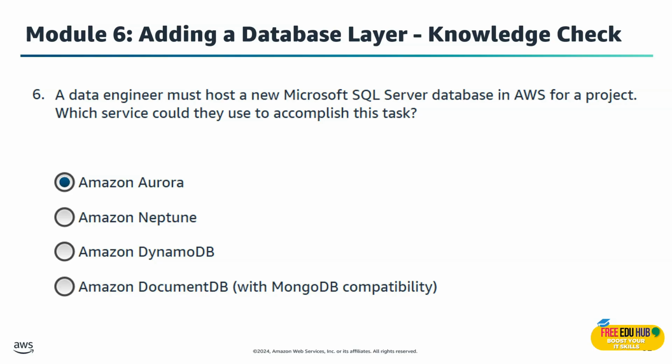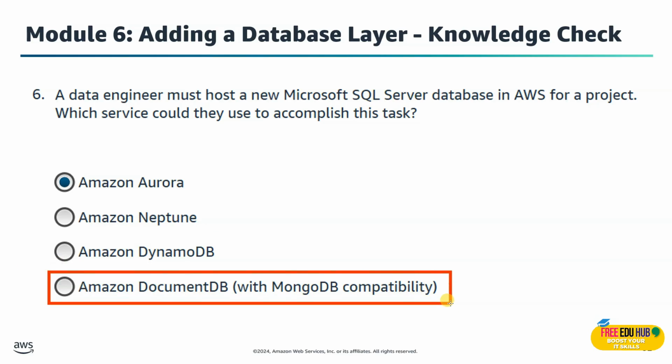And then the other answers which are available are wrong because Amazon Neptune is not the right answer because it's used for graph databases. We are not selecting DynamoDB since, as we covered earlier, it's a NoSQL database, not SQL Server. And DocumentDB isn't the right option because it is basically a document database.